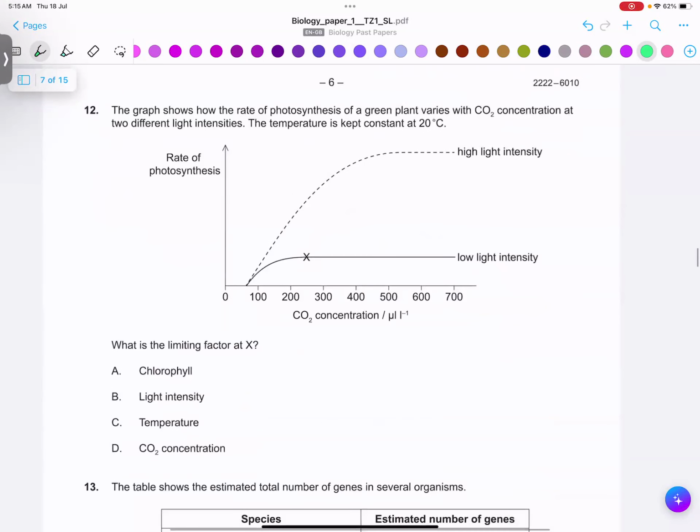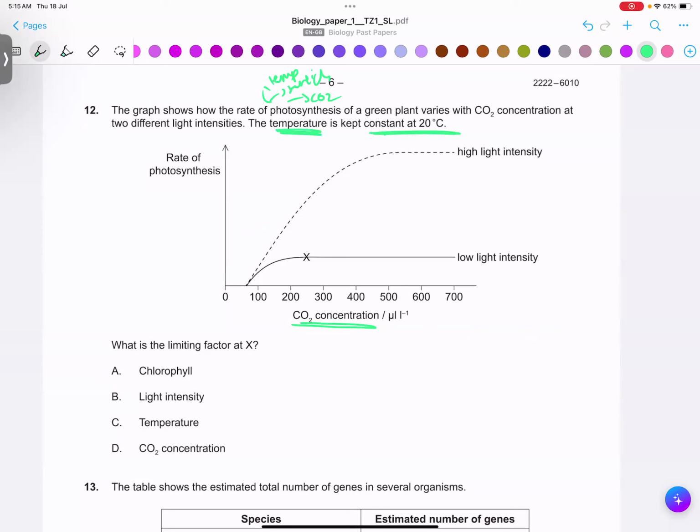Then we have this question. The graph shows how the rate of photosynthesis of a green plant varies with the CO2 concentration. So here we have CO2, because we do know for photosynthesis, there's temperature, there's sunlight, and there's CO2. It varies with CO2 at two different light intensities. The temperature is kept constant. So temperature is constant, very important.